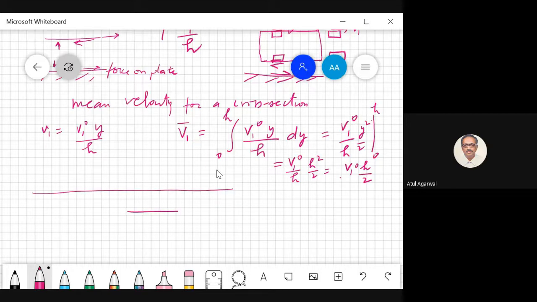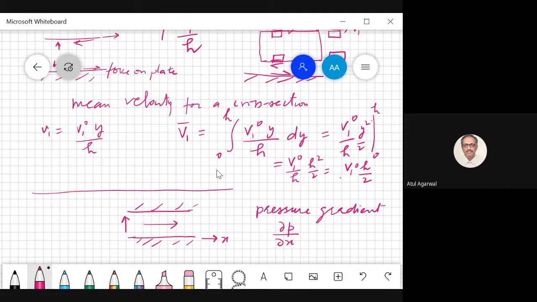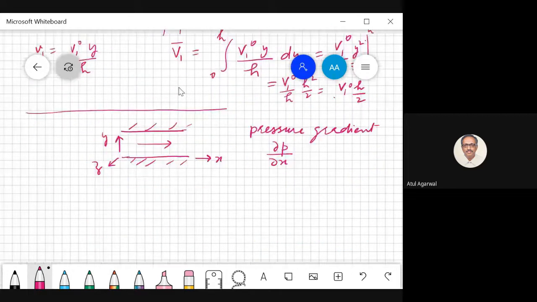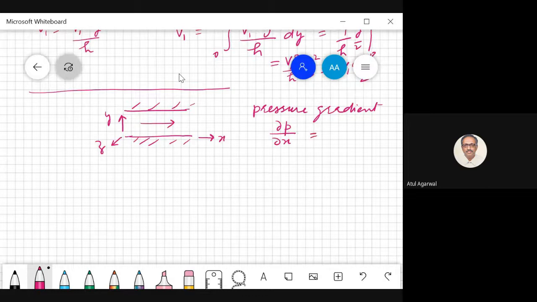So we do another problem. We take two plates. Now both plates are fixed and flow is happening due to a pressure gradient. So you have got some delta P by delta X in X direction. So what is the pressure gradient? You can say, suppose the length of these plates is L, and you have a higher pressure here.